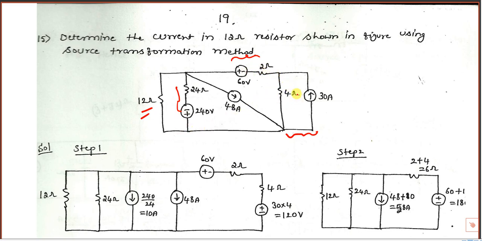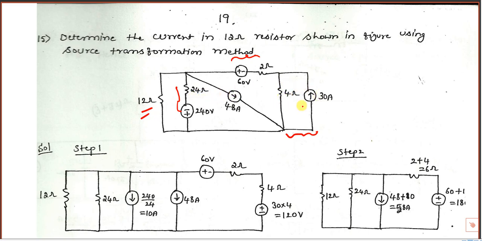In series, I cannot add a voltage source and a current source. So I need to convert this. In series, I can add voltage sources. So I need to convert this one to a voltage source. And here the current source is there, which is nothing but 48 down. This node is the same. 48 is flowing from here to here. So it is parallel with a voltage source. I cannot add current and voltage in parallel.